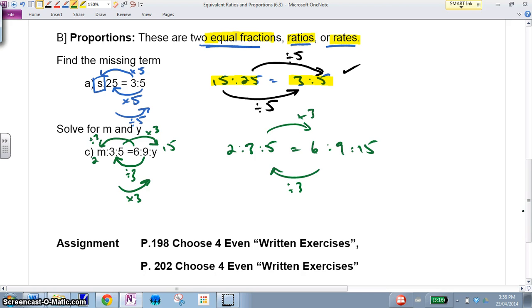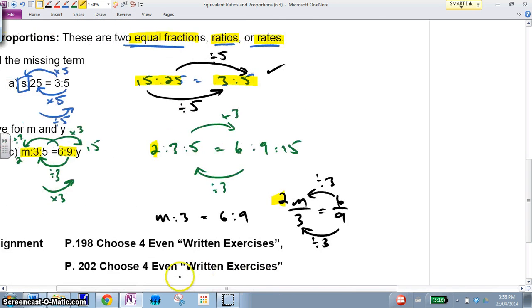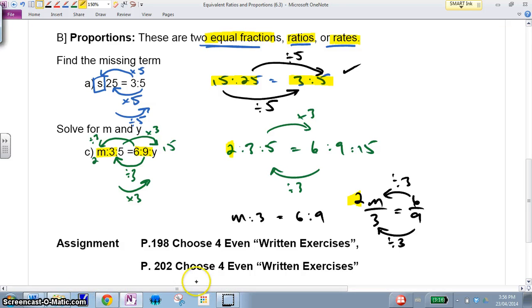Another way to look at that might be to kind of break it up. We might just worry about the m, the 3, and the 6 and the 9. Right? So m to 3 is equal to 6 to 9. Or we could think that m over 3 is equal to 6 over 9. And now, just like we did with equivalent fractions, we can kind of see that division step a little easier. Right? We divide by 3 on the top and bottom, so that's how we get our 2. Right? And it was the 2 that went in here. So you can break it up in pieces, or you can do everything in the 3 term.